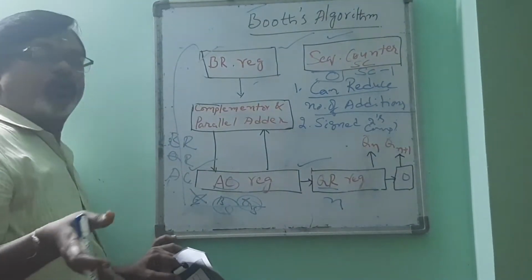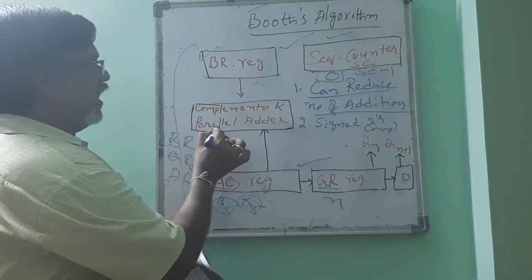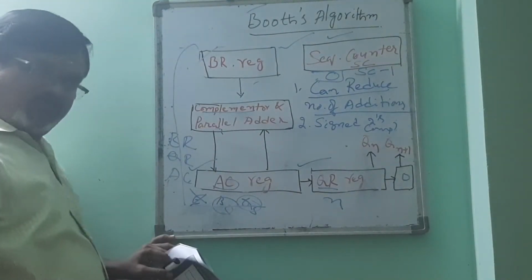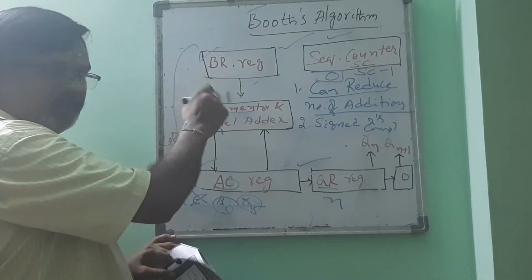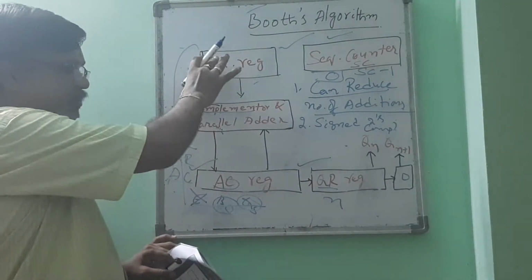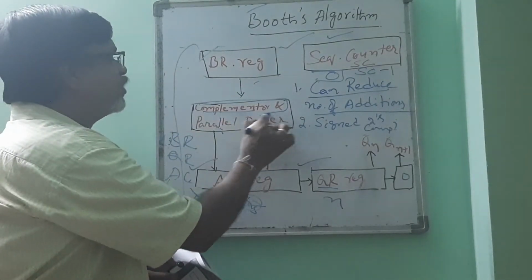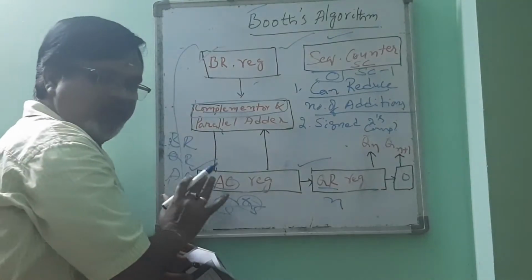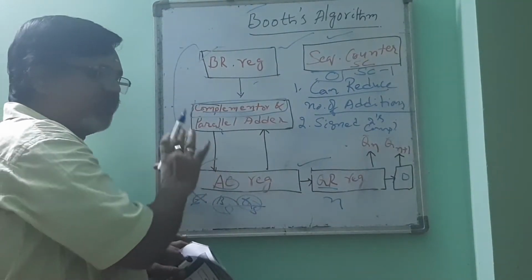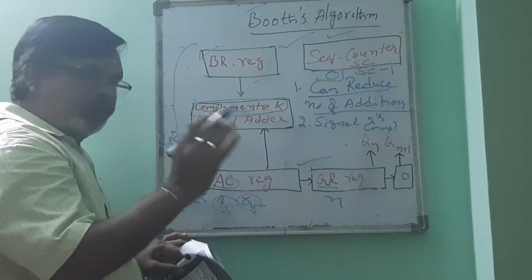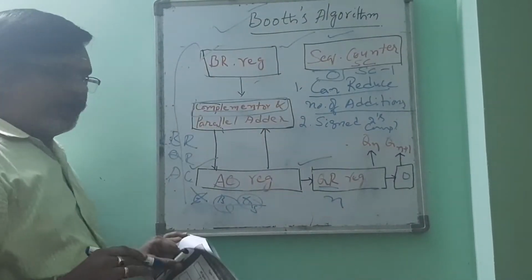And who is going to perform the addition? The parallel adder. Along with this parallel adder, we have a complementer also. As I told you, if it is a negative value, the complementer will be executed along with the parallel adder. If it is a positive value, the complementer does not come into the picture, only addition will be executed. So this is the hardware implementation, meaning whatever hardware parts are required to design the circuit for Booth's algorithm.